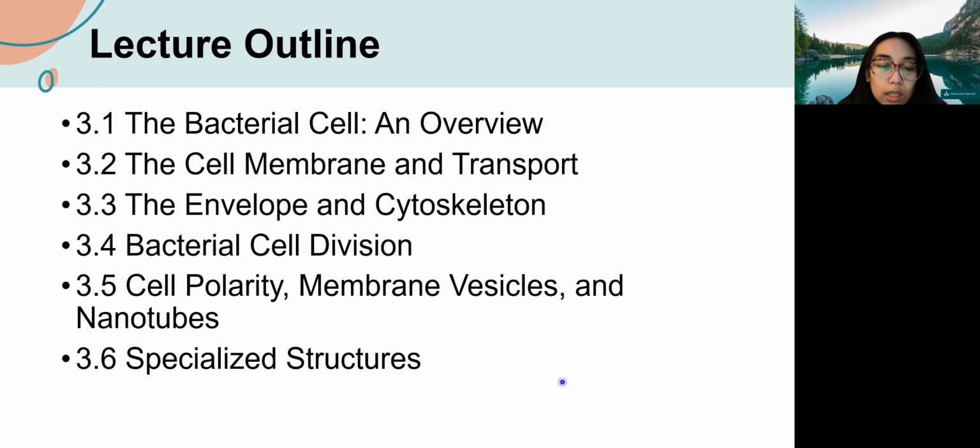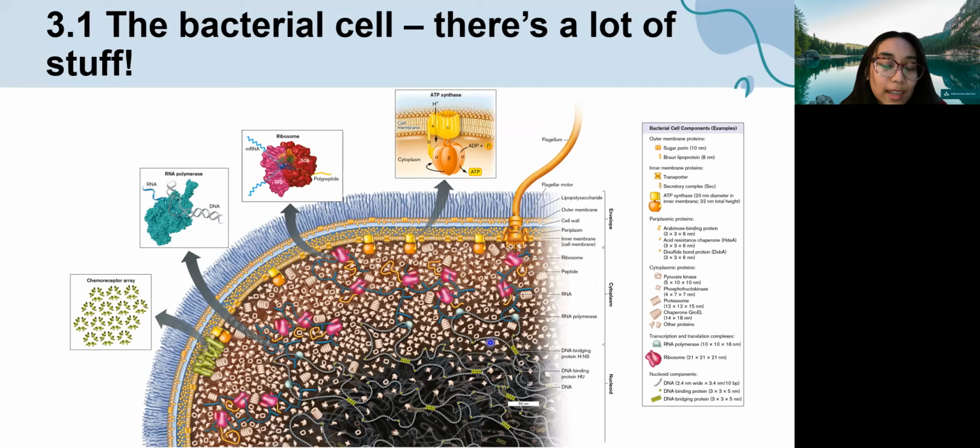Okay, so let's start with 3.1, which is the bacterial cell. We're just going to go over a quick overview of everything that's going to happen. So bacteria are prokaryotes, which means that they don't have a nucleus. And a lot of people think that bacteria are very simple organisms, but actually they're quite complicated. And yeah, they've got a lot going on.